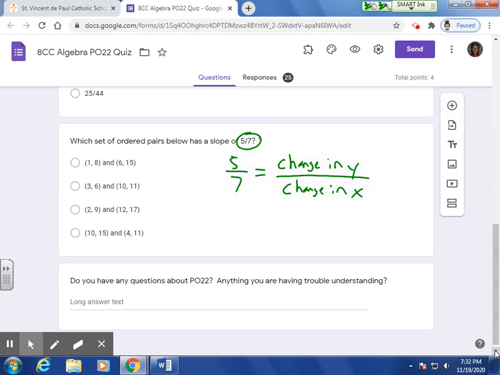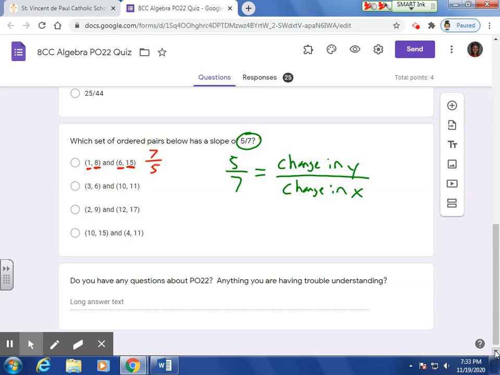So what you're looking for here is which ordered pairs have y values that are 5 apart, right? Because we got that 5 by subtracting our y values. 15 minus 8 is 7. So this one was the one that was going to try and trick you. 15 minus 8 is 7. 6 minus 1 is 5. But because the y values give us the 7 and the x values give us the 5, that's going to be a slope of 7/5. So if you flip the numerator and the denominator, your x's and your y's, then you probably selected that one.